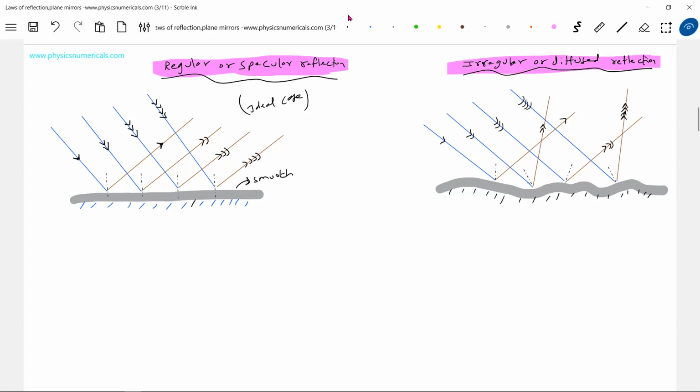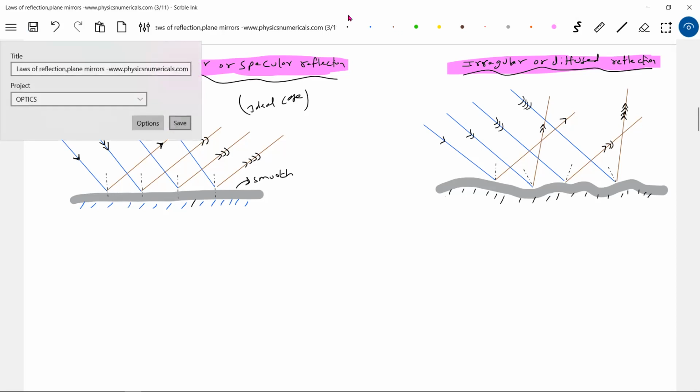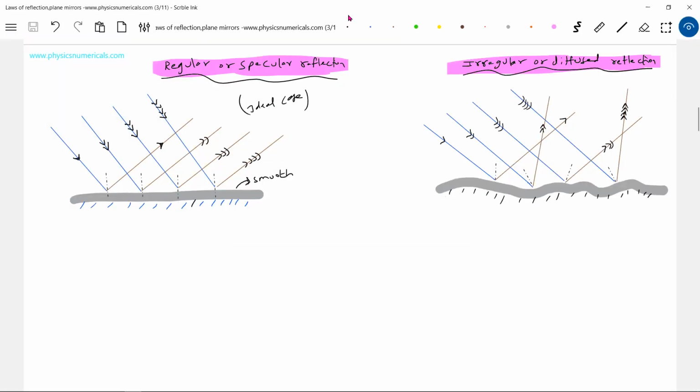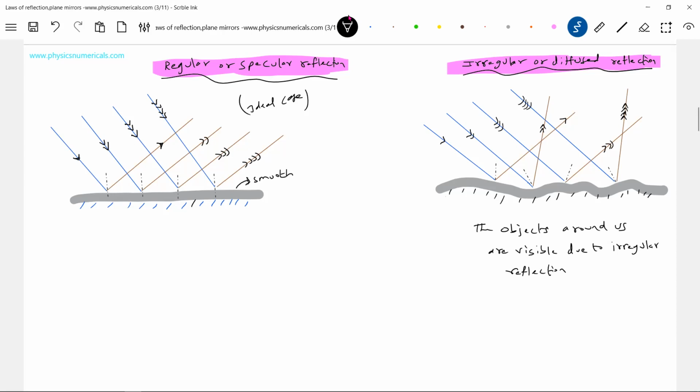What is the difference? What is the meaning of regular or specular reflection? That's the ideal. We do see objects around us because of irregular reflection. The objects around us are visible due to irregular reflection. If it were regular reflection, what happens? Sir, we are not understanding.